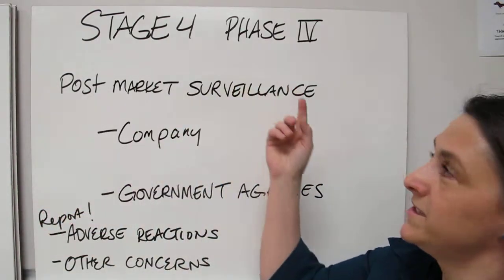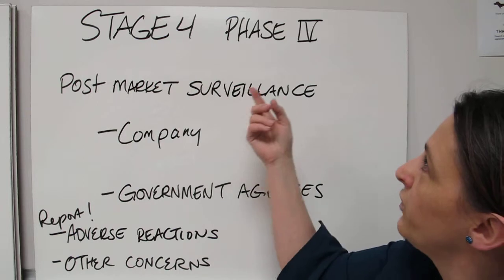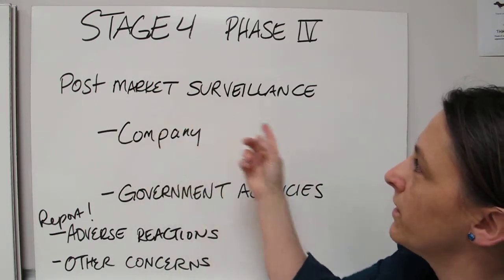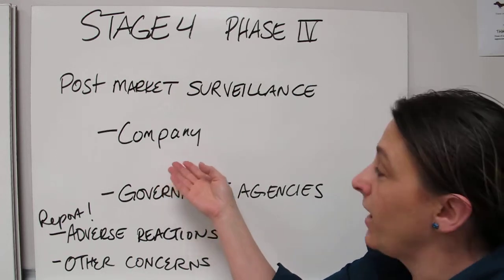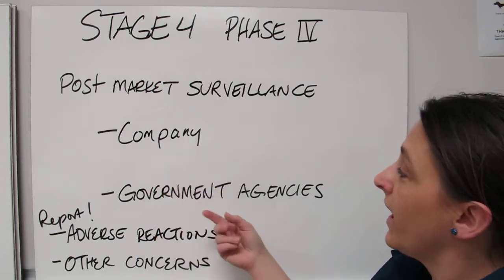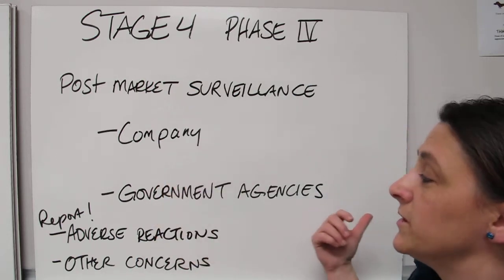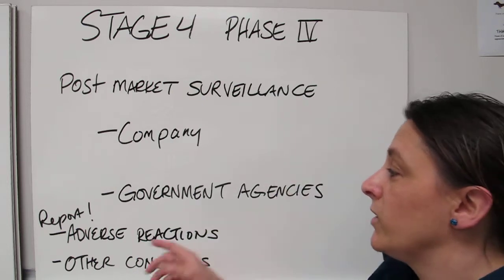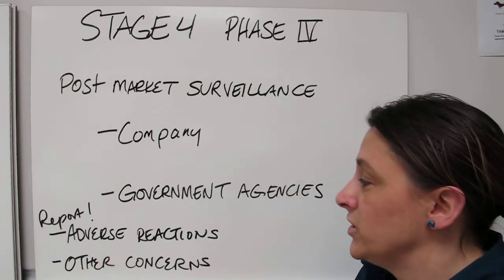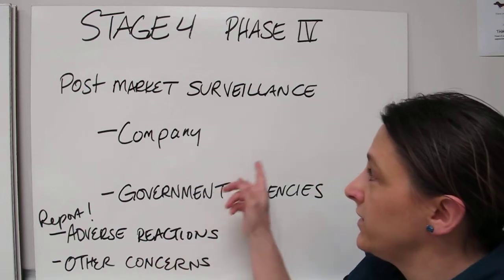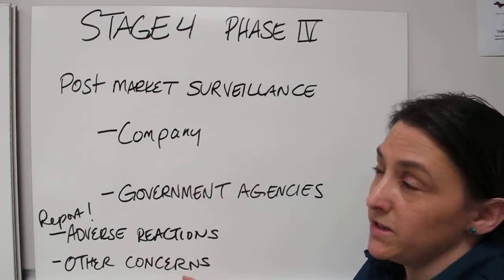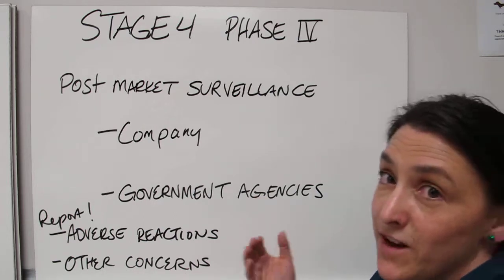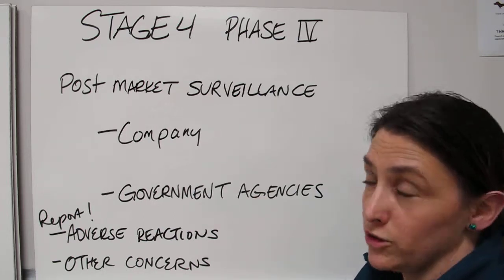And then we come on to stage 4. This is stage 4, phase 4, and this is post-marketing surveillance. This happens from the company who's making the product. It also is surveilled by government agencies. It's important when a new drug comes out that we report adverse reactions or other concerns. Usually there's a 1-800 number you can call. You want to report new drugs because there could be problems that they have not recognized, especially long-term problems.